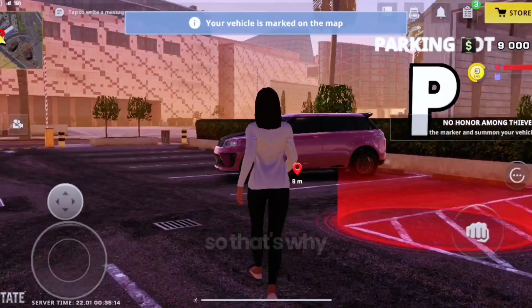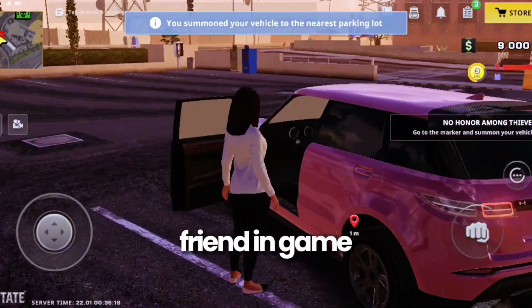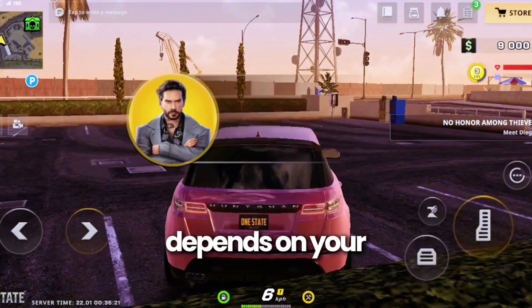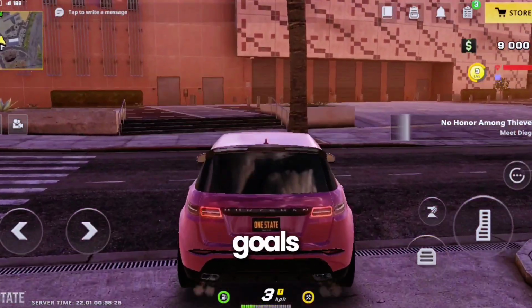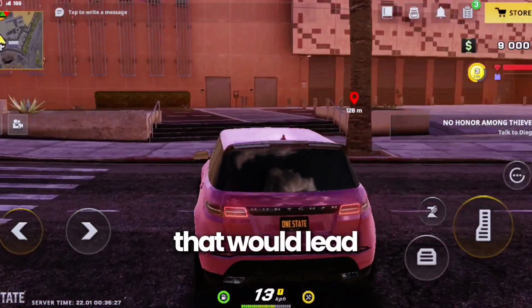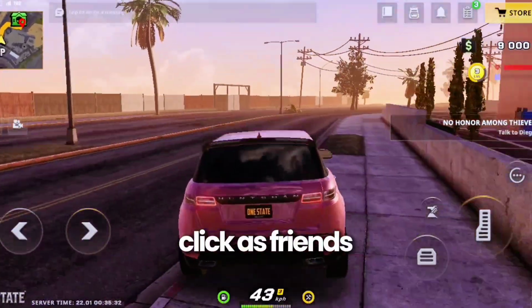So that's why most times when people text me OOC and say, oh, I want to be your friend in game, I'm like, it depends on your storyline. Your storyline and my storyline might not be the same. We might not share the same goals. We might not share the same thing that would lead us to have the same storyline. So even if I meet you in game, we might not click as friends.